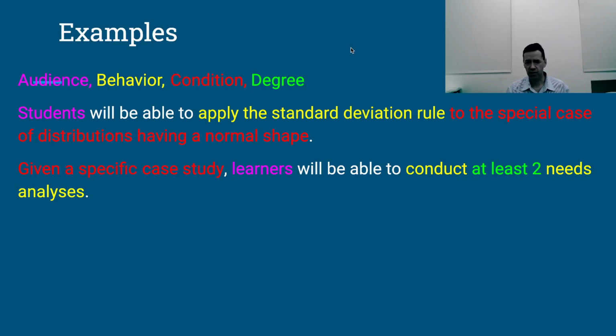Okay, next one is about needs analyses. Given a specific case study, learners will be able to conduct at least 2 needs analyses. So again, audience, learners; behavior, conduct needs analyses. This is measurable, right? If the students can do it, then you can measure it and you can assess it. This one also has a condition, a specific case study, and this one has a degree, 2 needs analyses.